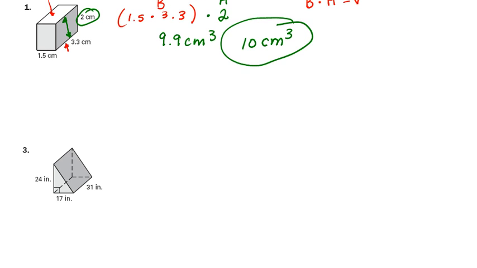Now let's look at this second prism. This one's different because it doesn't have a rectangular base. Remember, the faces of my prism need to be rectangles, so that means that this and this have to be considered my bases. My bases are triangular, so to find the area of my base, I'm going to use this formula to find my triangle. It's 17 by 24 times a half, which would give me the area of the base of this prism.